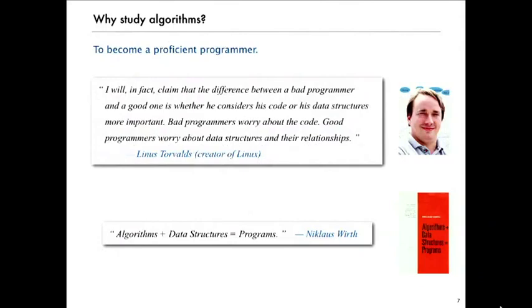Bad programmers worry about the code. Good programmers worry about data structures and their relationships, and I might add, the algorithms that process them. Nicholas Wirth, another pioneer in computer science, wrote a famous book called Algorithms plus Data Structures equals Programs.